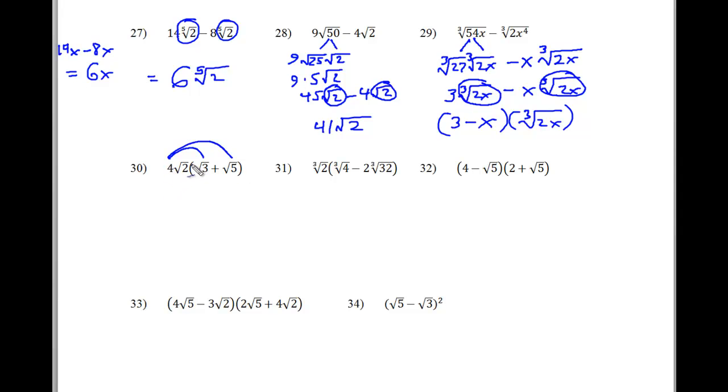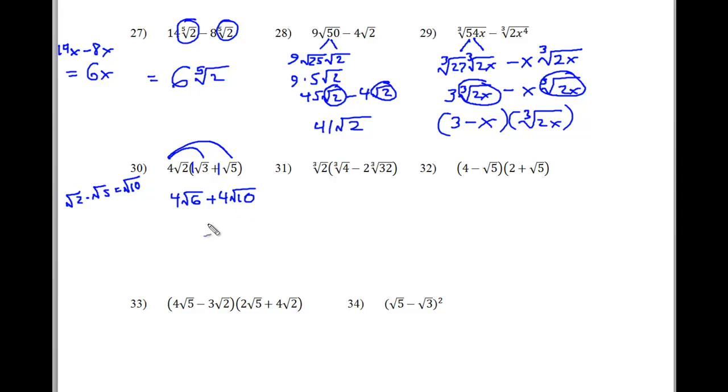So 4 times 1 is just 4, and square root of 2 times square root of 3 is square root of 6. 4 times this is also 4, because notice these have 1's in front of them. So square root of 2 times square root of 5 is square root of 10, because you can multiply inside. This is the product rule here. If you have square root of 2 times square root of 5, you can bring those together in the same radical and multiply those together.